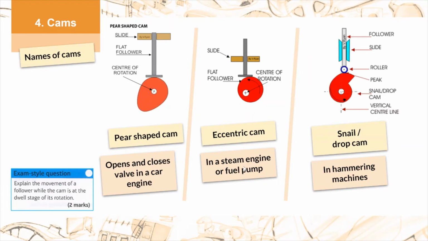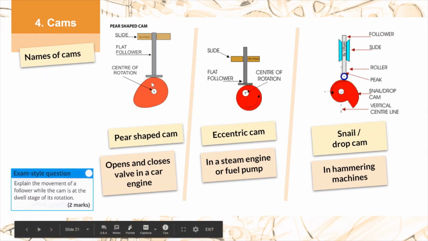So obviously we need to memorize these names. I did mention a couple of them. We've got the pear-shaped cam because it's the shape of a pear. It's more like an egg, isn't it? But it's called a pear. It's a pear-shaped cam. This one rises, falls and then dwells.